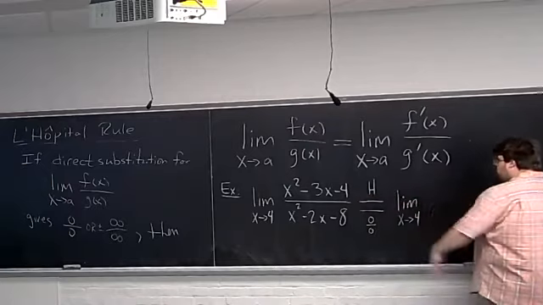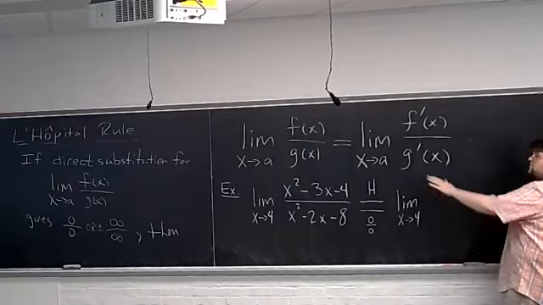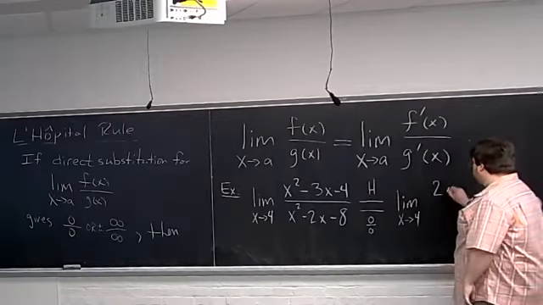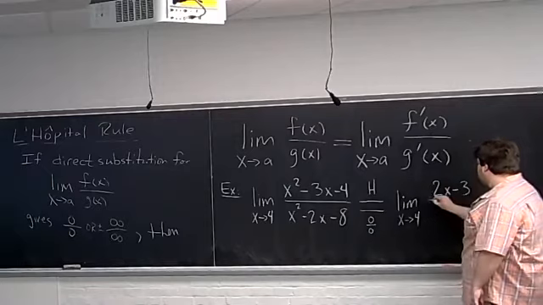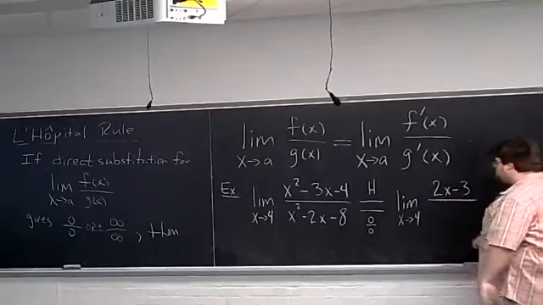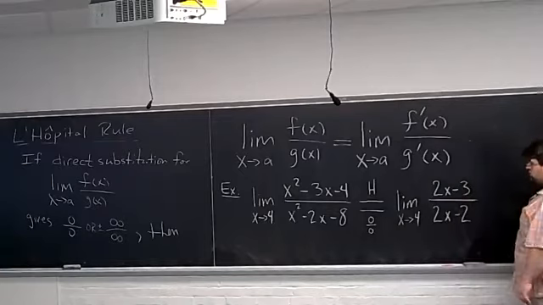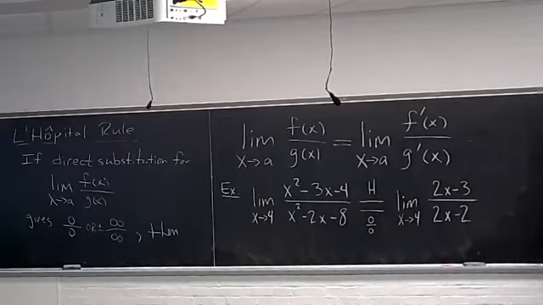L'Hopital's rule says that limit equals the same limit of the derivative of the top, which is 2x minus 3, divided by the derivative of the bottom, 2x minus 2. So again, no quotient rule. L'Hopital's rule doesn't say take the derivative of the whole fraction. It just says derivative of the top over derivative of the bottom.